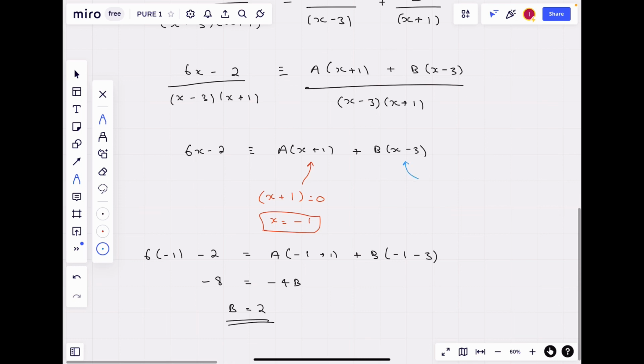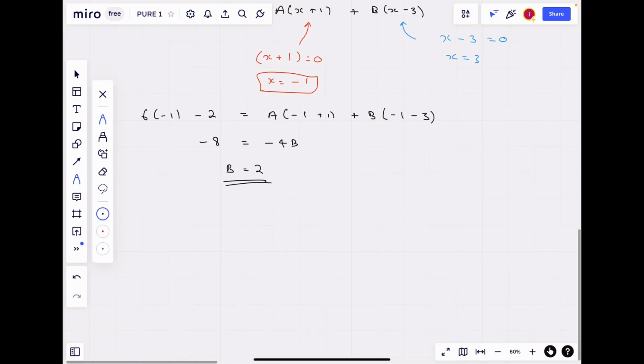If I single out that bracket, x minus 3 equals 0, so that means x equals 3. Let's substitute that. 6 times 3 minus 2 equals A times (3 plus 1) plus B times (3 minus 3). Okay, so this will give us 16 equals 4A, which means A equals 4. And there we go. That is constant number 2.